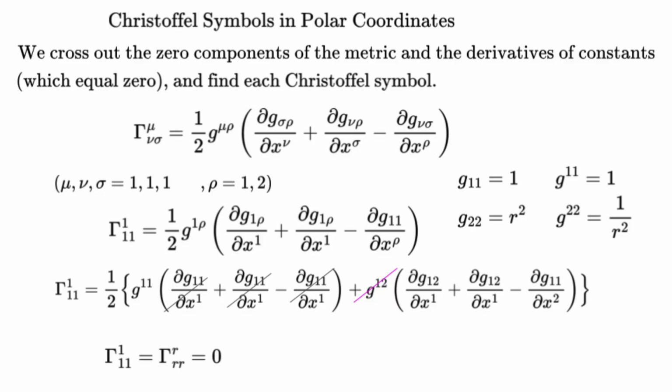Christoffel symbols in polar coordinates. We cross out the zero components of the metric and the derivatives of constants, which equal 0, and find each Christoffel symbol. Here, we find all the components of the Christoffel symbols in polar coordinates. Please pause the video and check it at your own pace.